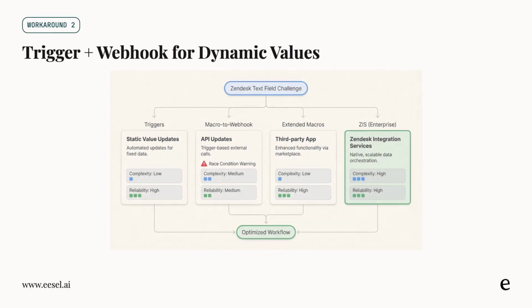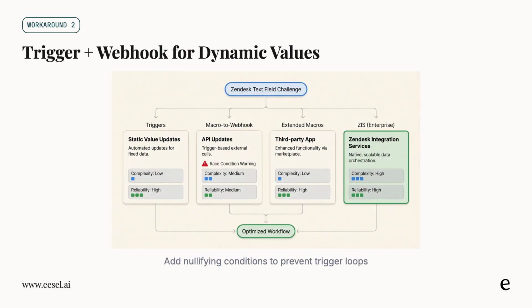For dynamic text values, the most common workaround is a trigger and webhook combination. A macro adds a tag, a trigger detects that tag and fires a webhook. The webhook calls the Zendesk API to update the field, and a nullifying condition prevents the trigger from looping. Zendesk officially discourages this approach because of race condition risks, so test it thoroughly.